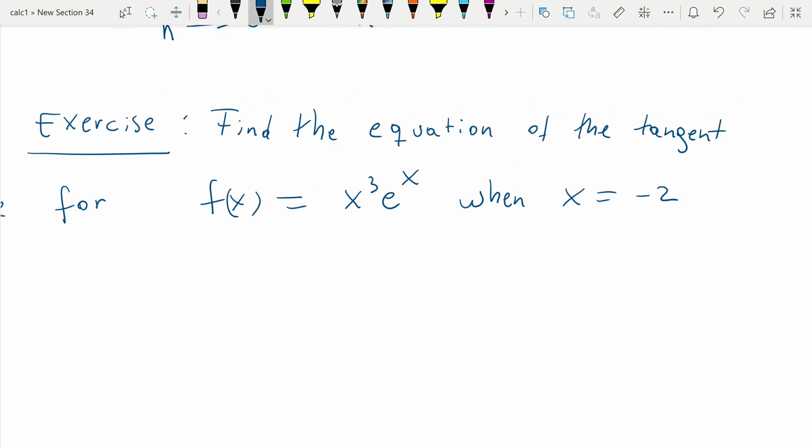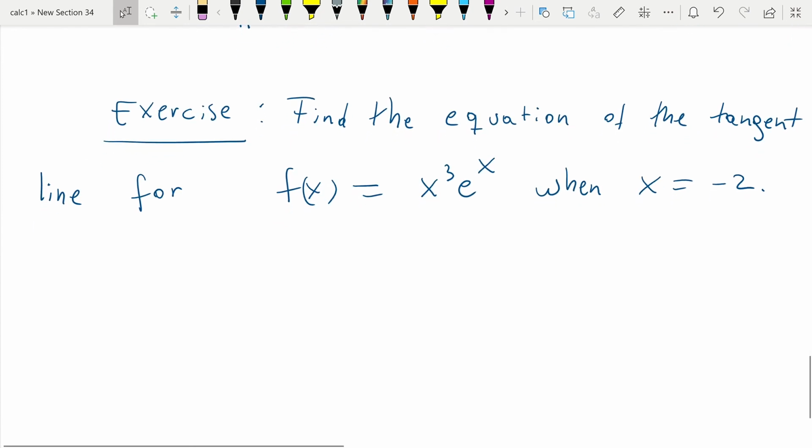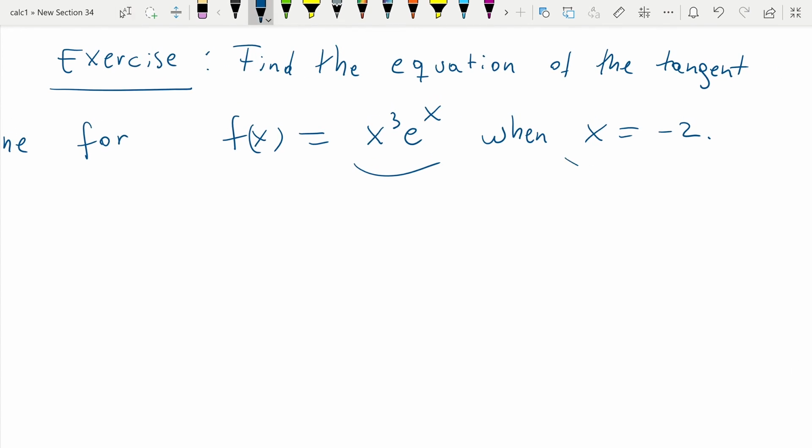Okay, so this should be a problem that you should be able to get almost immediately. This kind of problem should be one of the easier ones. You have to find the equation of the tangent line for the given function, x cubed times e to the x in this case, when x is equal to -2.